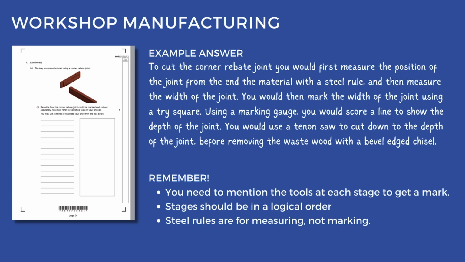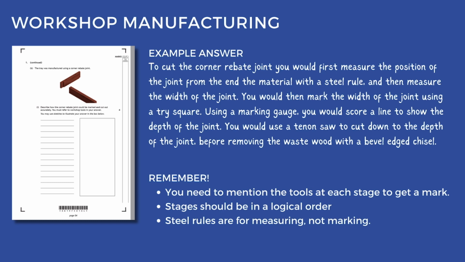And then in the last statement they talk about using the tenon saw to cut it and removing waste wood with a bevel-edged chisel. There's actually 2 separate marks in there, one for using the tenon saw to cut it, and one for removing the waste wood with a bevel-edged chisel, but that actually takes the candidate more than over the 4 marks. So they don't get any extra marks, but they definitely get the 4 available.